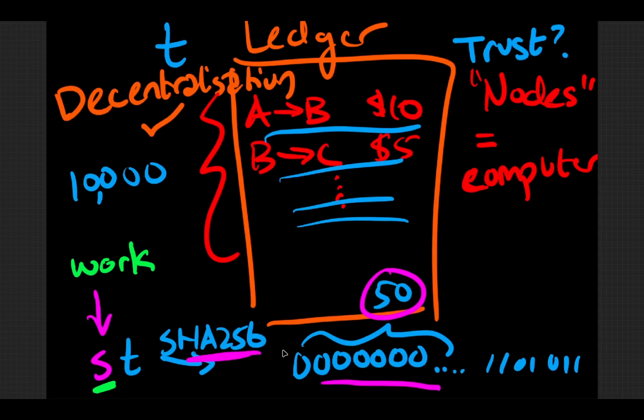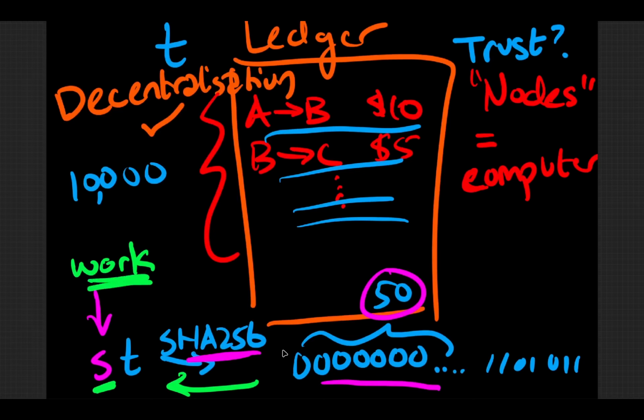Why? Because it is impossible to reverse this function. Think about how you would have fake work, right? Fake work is impossible. You would have to find some S that works. And the only way to find it, or the fastest way to find it in our current state of computing, is just to run through all the combinations.